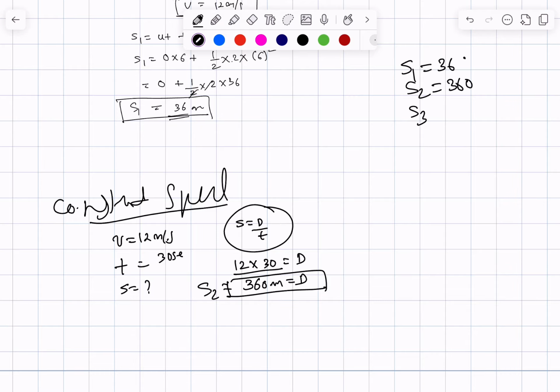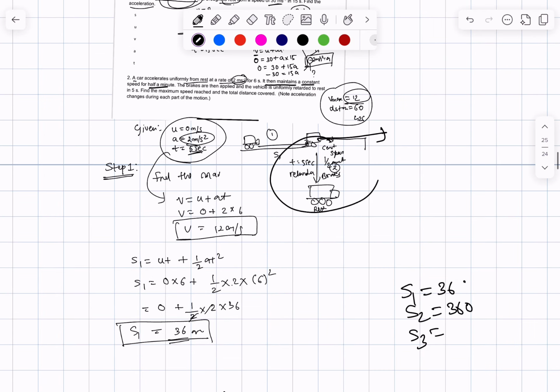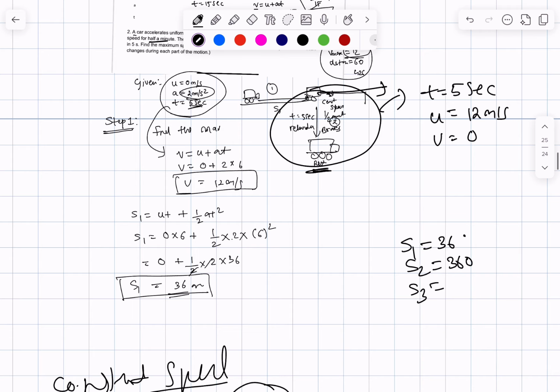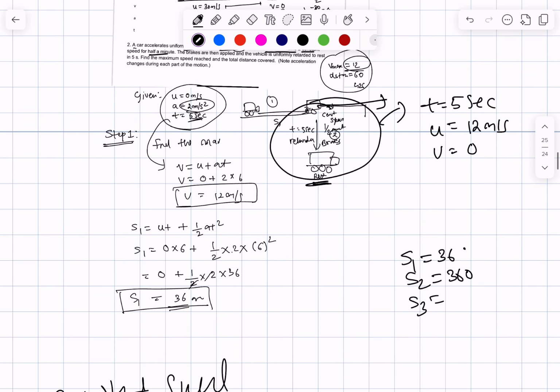Now let's calculate the final S3 when it is getting retarded. In this phase it is getting retarded. The vehicle is retarded in 5 seconds. So time is 5 seconds, and we know that the initial velocity was 12 because it was in constant speed, so u can be written as 12, and final velocity will be 0 of course, because the car is coming to rest. And now what they have asked us is the displacement.